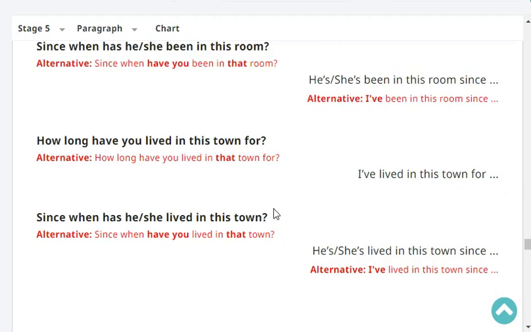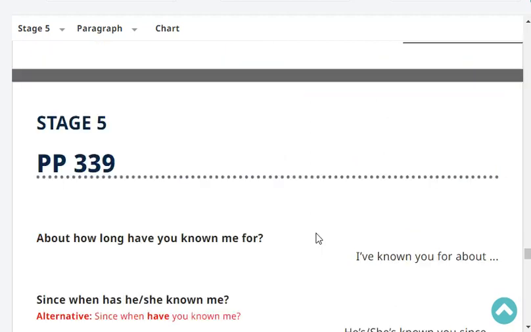How long have you lived in your town for? I've lived in my town for 9 years. Since when have you lived in your town? I've lived in my town since 9 years ago. Very good.